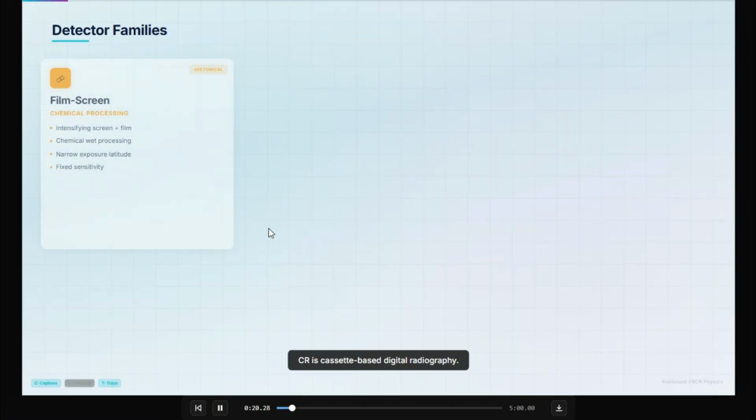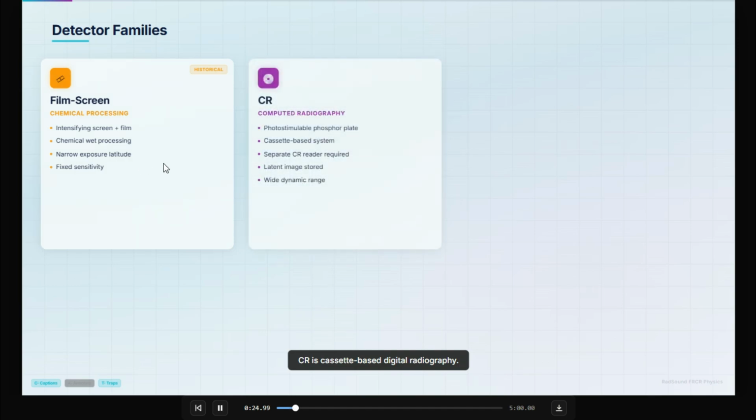As I mentioned, historically film-screen used an intensifying screen and film. The film had to be chemically processed, and it had a narrow exposure latitude. That era is now behind us. In the modern era, what are we using? Mostly we're using digital: CR, computed radiography, and DR, digital radiography.